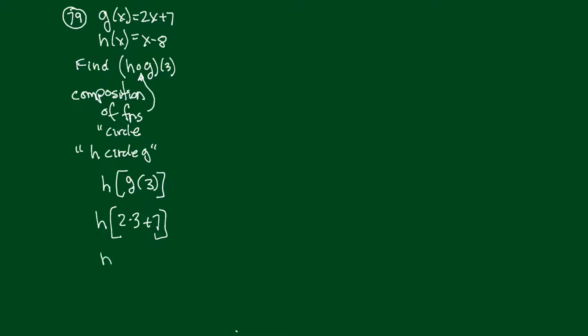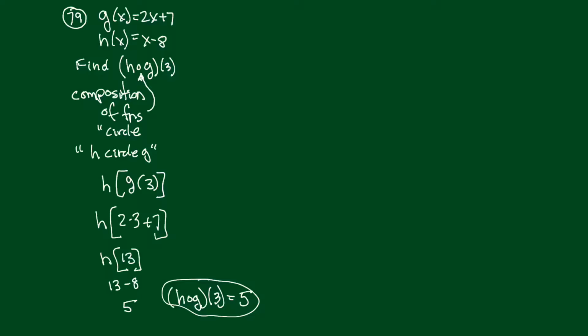Now what does that give us? H of 6 and 7 is 13. What do you do with the 13? Now you go to h and process it with h. You can see the x is being replaced with 13, so replace that x with the 13. We get 13 minus 8, which is 5. So we conclude that h of g of 3 is 5.